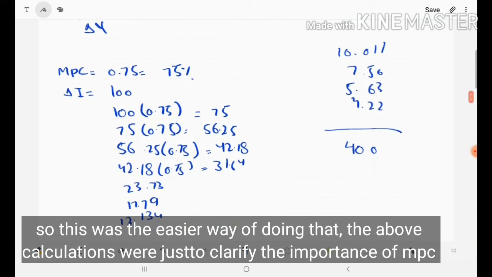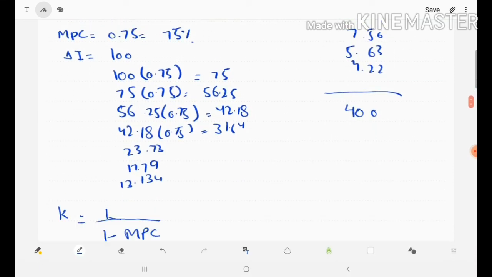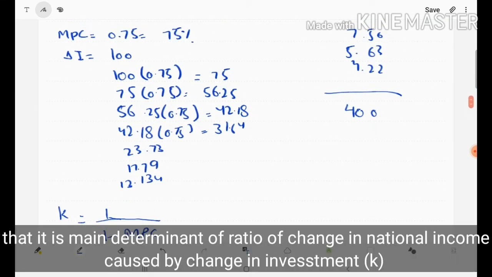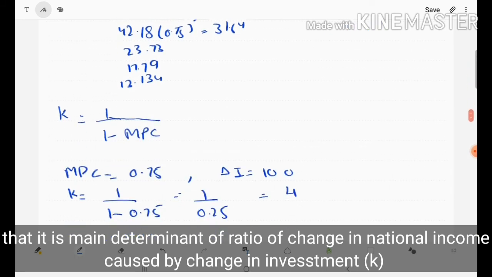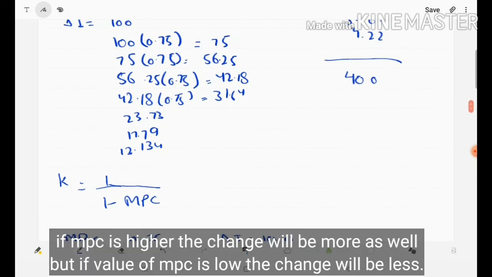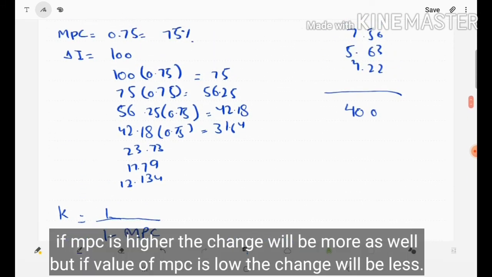The above calculations were just to show the importance of MPC, that it is the main determinant of our change in national income caused by change in investment. If the MPC is higher, the change will be higher as well, but if the MPC is low, then the change will be less. Now let's make a diagram of the multiplier effect.